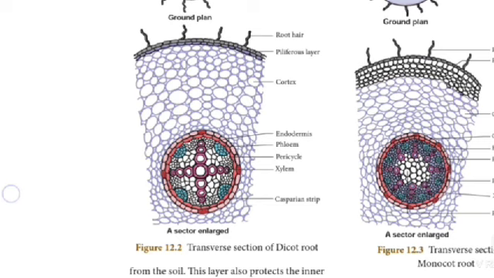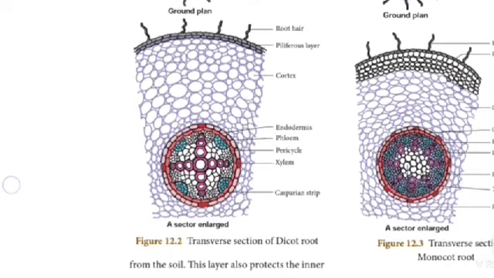Inner to the endodermis is another layer called the pericycle. The polyarch xylem is shown, and in between the xylem, the phloem is also shown. The large pith region is shown in the monocot root.